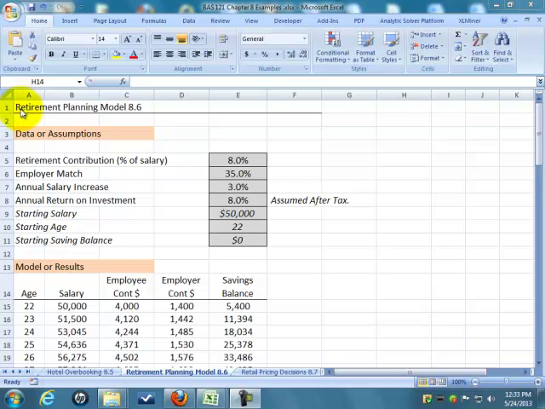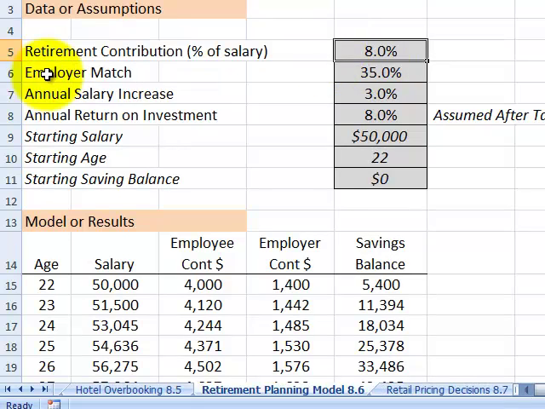Welcome back. We're going to work on another model, 8.6 example, retirement planning model. It puts the data and assumptions, and this is how much retirement contribution we're making, assumed 8%. What percent of that is the employer match? They're not putting in 35% of our salary, they're putting in 35% of whatever we put in. So it's 35% of the 8% that we're putting in.